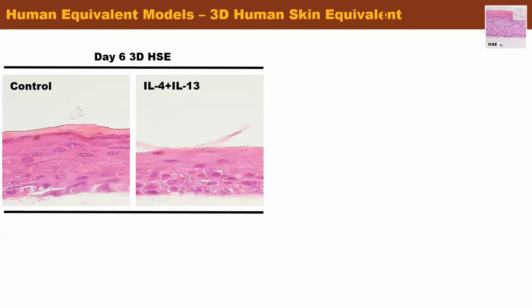The morphology of 3D human skin equivalents changes after exposure to interleukin 4 and 13 in combination. And this change varies depending on the maturity of the cultures. In 3D human skin equivalents cultured for 6 days at the air-liquid interface, there is spongiosis in the spinous layers, hypogranulosis, and loss of cornification.